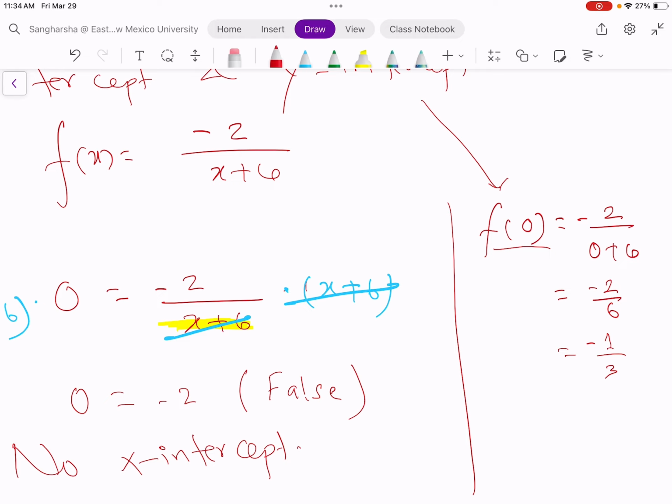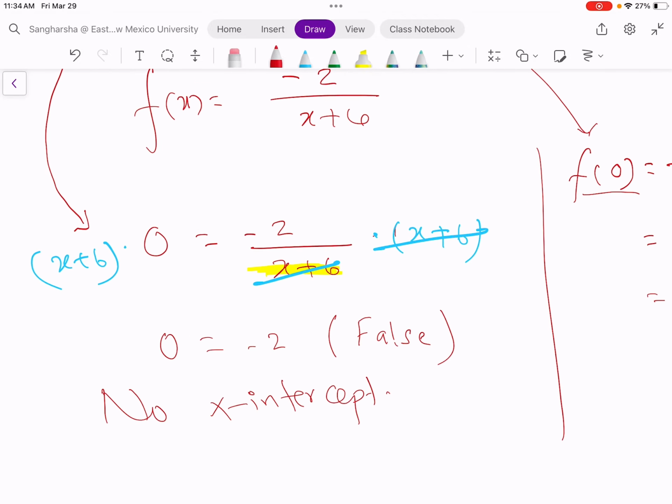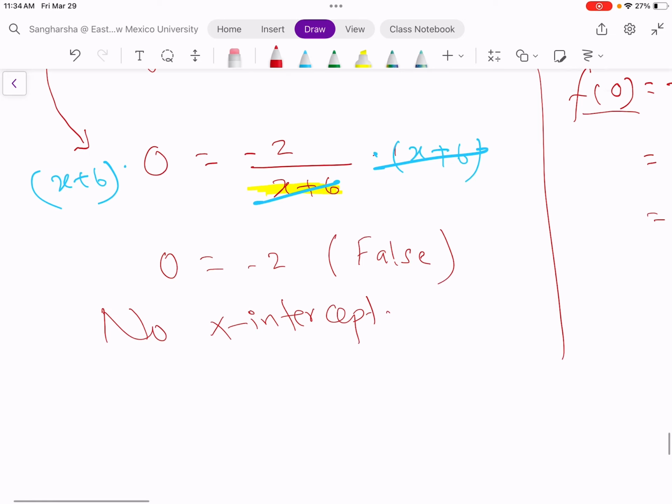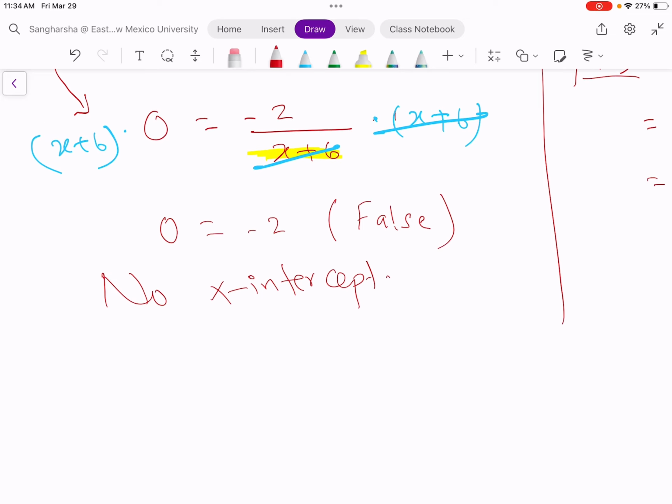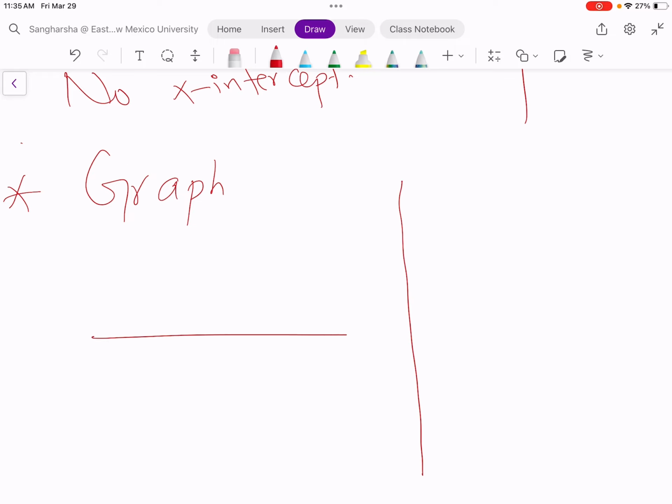Okay, and the last question for this type is you have to draw this rational function. So you have to sketch a rough graph for this function. The last is graph, using the information that we calculated here. Okay, so in order to graph, we need an x-axis, we need a y-axis. When you are graphing a rational function, we graph the vertical asymptote and horizontal asymptote first.